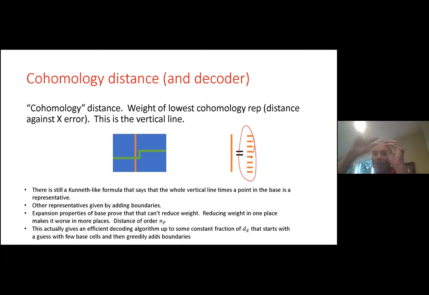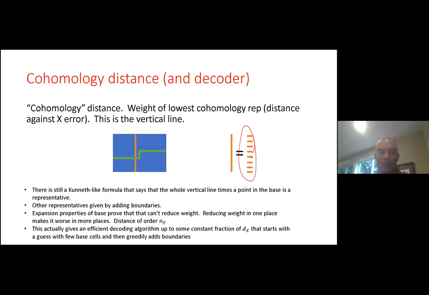You could add a boundary of something that will improve the weight somewhere, but because the base is expanding, when you fix it in one place, you mess it up in more places, and you can use that to prove that the weight, that you can't reduce the weight below this. And one advantage of this proof method is that this also gives an efficient decoding algorithm up to some constant fraction of the distance.